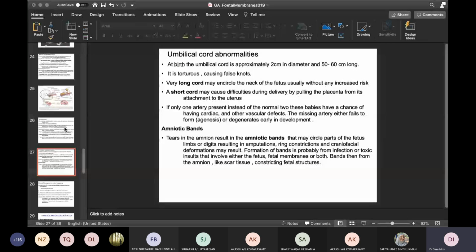Okay, other than that, you can also have amniotic bands. That means when you have tears in the amnion, the amniotic bands can encircle parts of the fetus, and this can also result in amputation. So sometimes amniotic bands can encircle the fingers or the limbs, and because the limbs are small and still very fragile, these amniotic bands that encircle this part of the fetus can actually cause amputation.